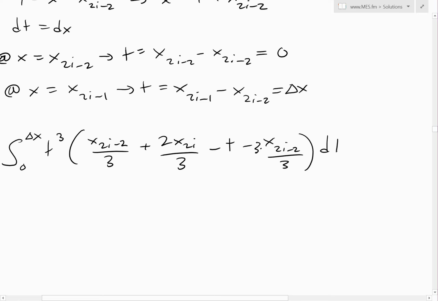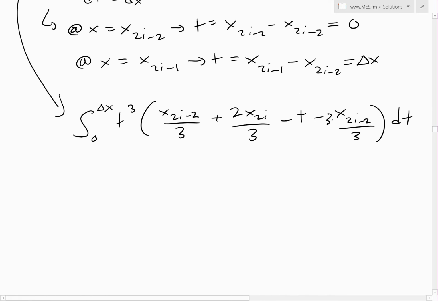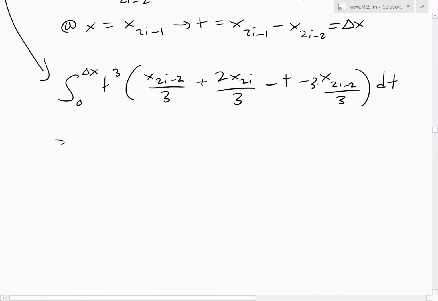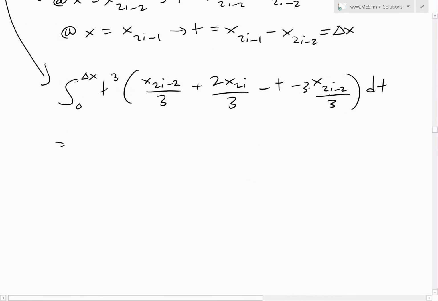So we have all of this. This equals 2 now, minusing this 2i minus 2 from this. So that's just going to be the integral of delta x t cubed. So now we have this over there. So we get this 2x2i minus, this is going to be negative 2.